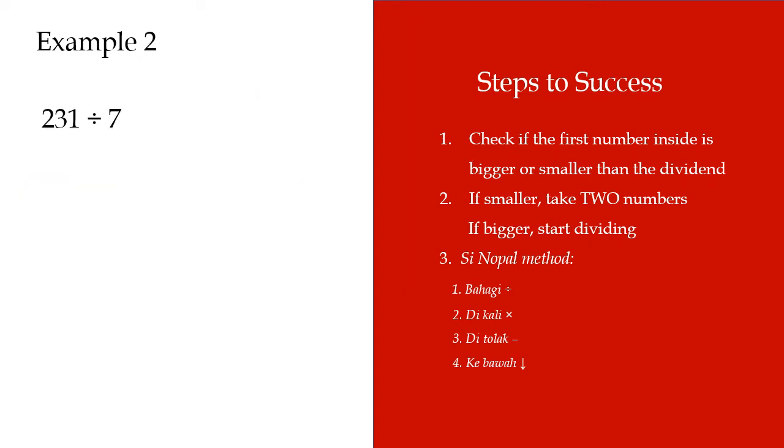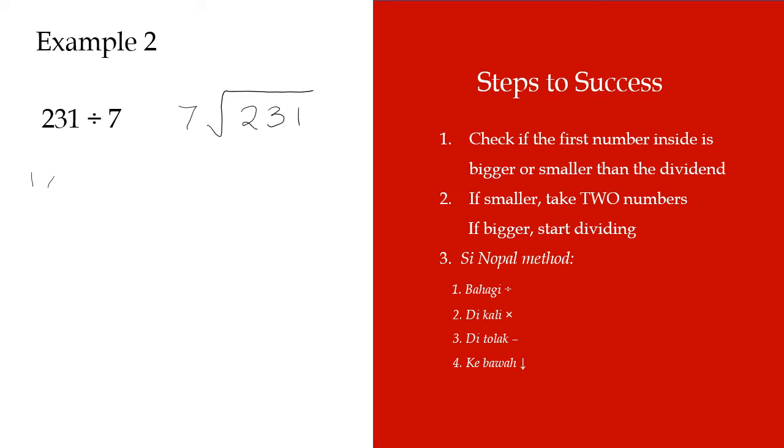Example 2, a much bigger number. What is 231 divided by 7? So as usual, you write down the long division symbol and we're going to put the bigger number inside. So that's 231 divided by 7. Now, before you do anything, it helps if you have your timetable chart next to you, or you can just write down timetable 7 on the side for practice purposes.